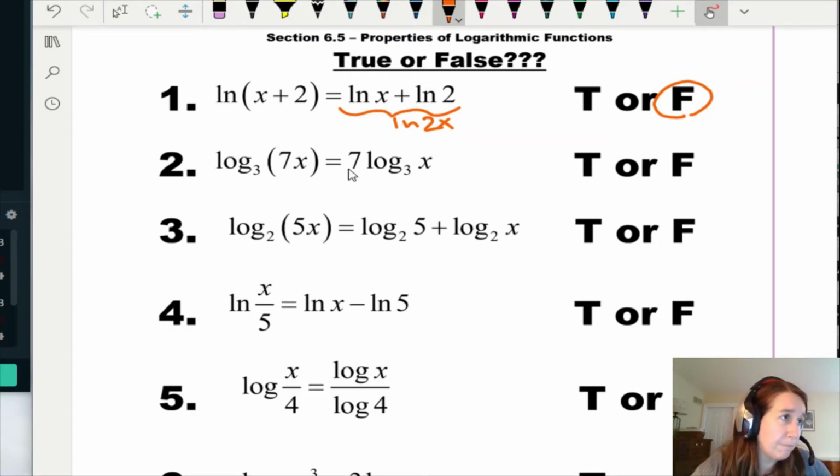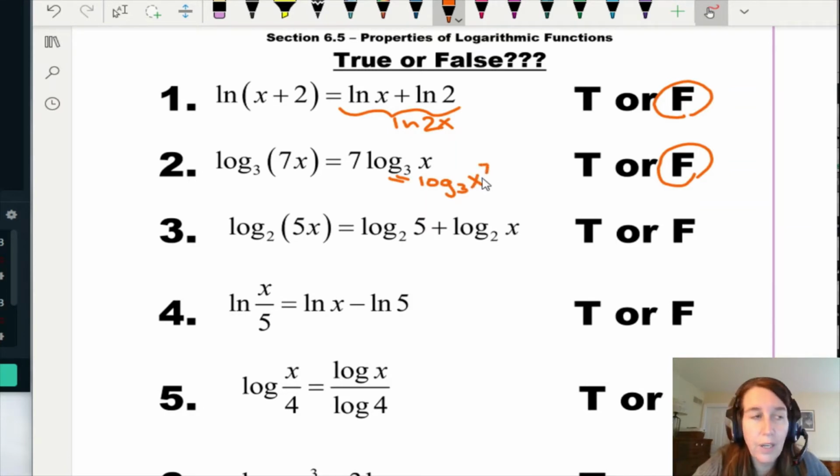The second one, that is also false, okay? This is the log base 3 of 7 times x. To bring the 7 out front, this side would have had to be log base 3 of x to the 7th power. They're kind of combining two different properties, which doesn't make any sense. So this would be x to the 7th power. On this side, the only thing you could do would be to change it to 2 logs. It'd be the same as log base 3 of 7 plus log base 3 of x. Okay, so that would be true.